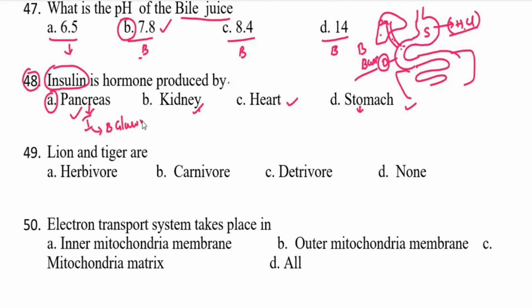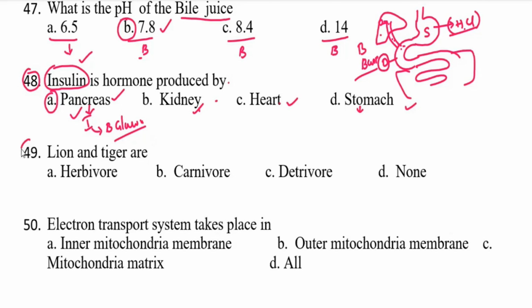We already discussed this in yesterday's class. Kidney also produces different hormones, which we will discuss in future sessions. Heart also produces a hormone. Stomach also produces a hormone. So here you have to remember that insulin is produced only by the pancreas, and it reduces the blood glucose levels. In diabetic patients these insulin levels are decreased. That's why blood glucose levels drastically increase in diabetic patients.